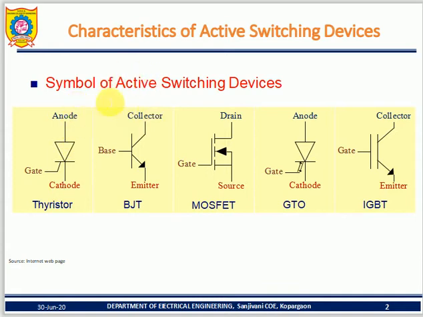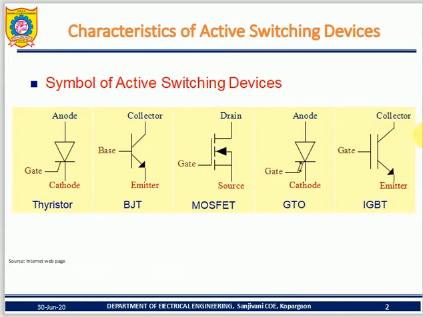When you want to pass power from anode to cathode, if you do not apply the gate pulses, the power does not flow from anode to cathode. So the gate terminal is used to turn on the device. That's why it is called a controlled device. I will tell you the details in the forthcoming slides.